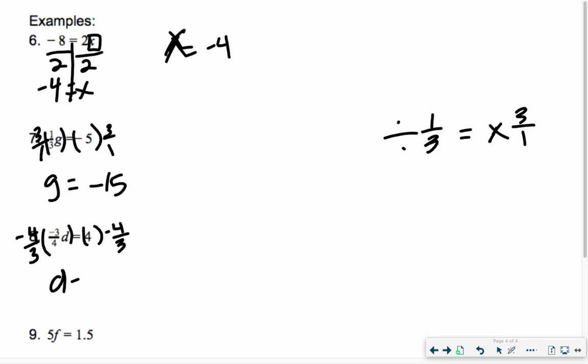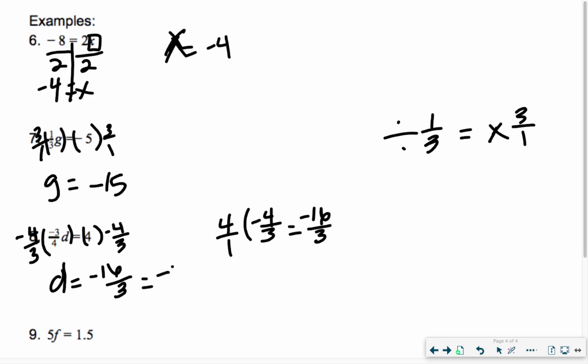So d equals, all right, let me do this math over here. 4 times -4/3. Remember, 4 is the same as 4/1. 4 times -4 is -16. 1 times 3 is 3. Can I simplify this? No, because the only factor is 3, and 3 doesn't go into 16 evenly, and I don't want a mixed number. I want an improper fraction. So that's my answer. d equals -16/3. When you're writing your answer, you might want to write it like this. Okay, that's also the same thing, fraction.